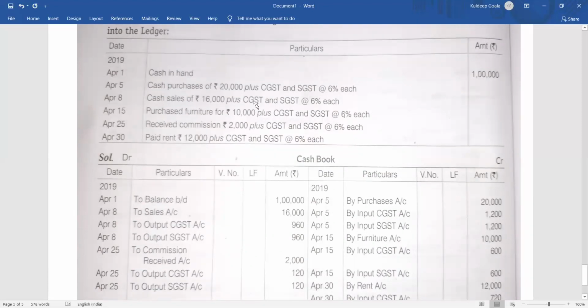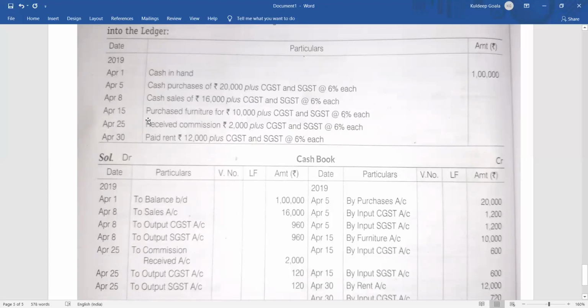So it will be to output CGST 960 rupees. Then to output SGST will be again 6%, that will be 960 rupees. To output SGST 960 rupees. So it is appearing like this: to sales account 16,000, to output CGST 960 rupees, to output SGST 960 rupees. Clear? Then moving back again to the next one, what do we have?